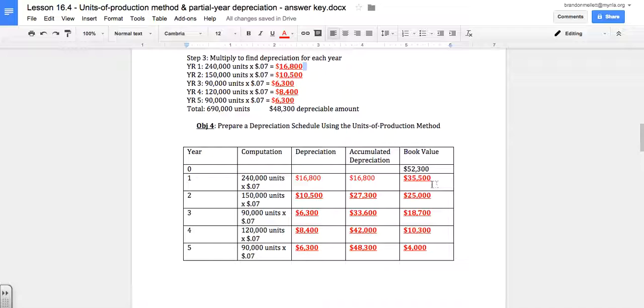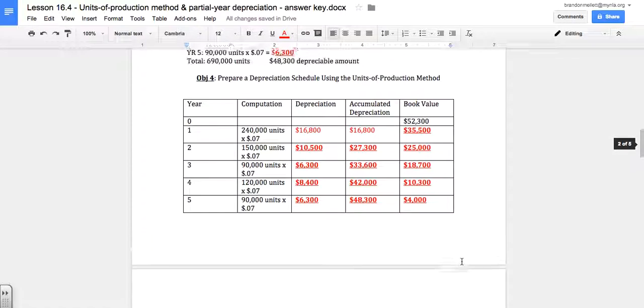Year 2. Oh my goodness. Year 2, we would take the 150,000 units times the 7 cents, and we would get $10,500. In the accumulated depreciation, we would add the 16,800 plus the 10,500, and we would get 27,300. So then we would take the cost minus this amount to get the book value. Okay? We've done this now over 3 lessons. We should have a basic idea on how that works on the rest of these numbers.